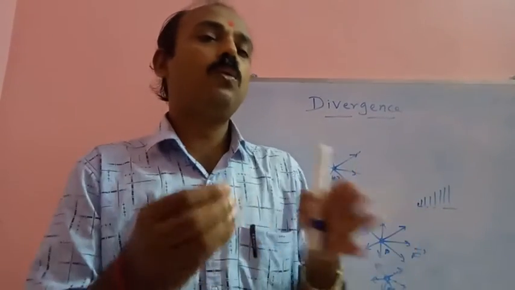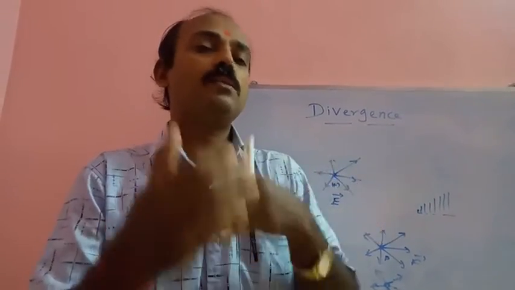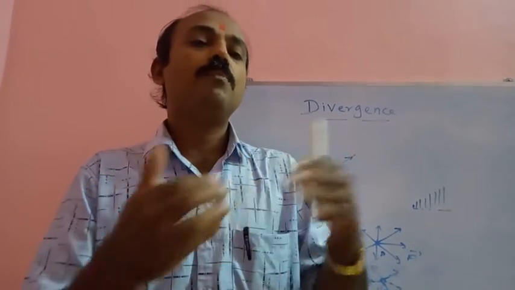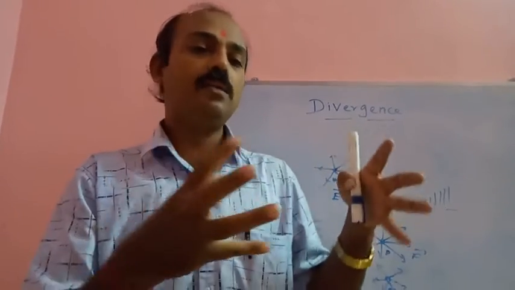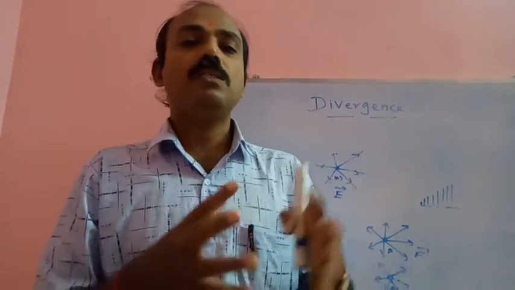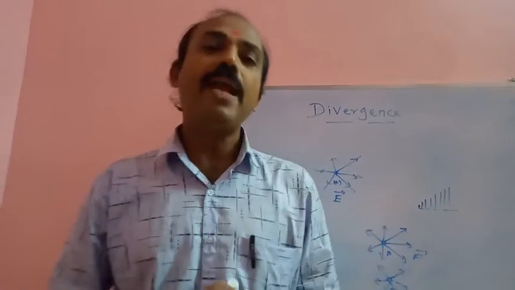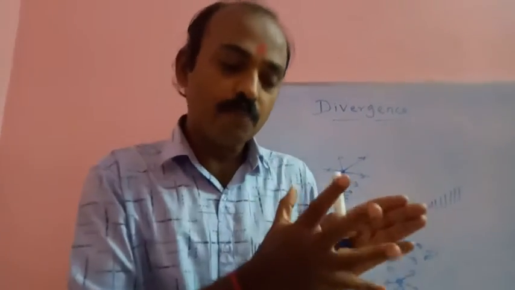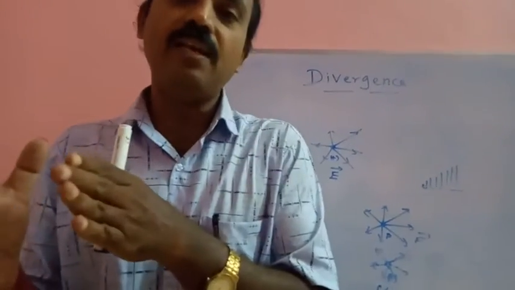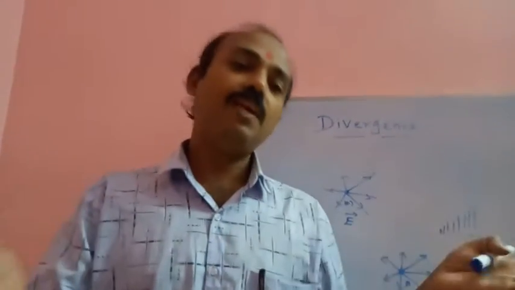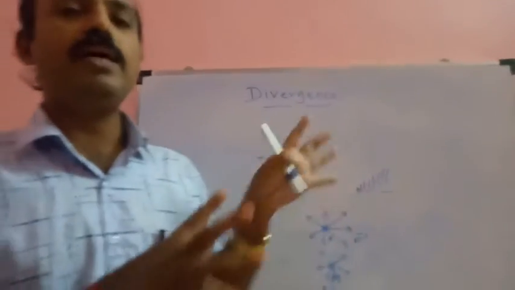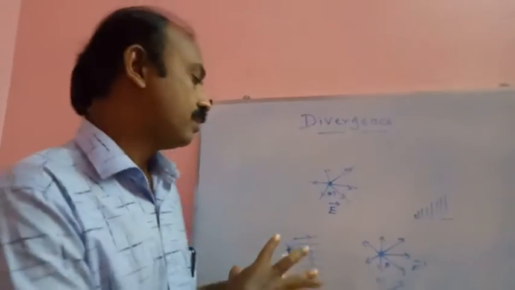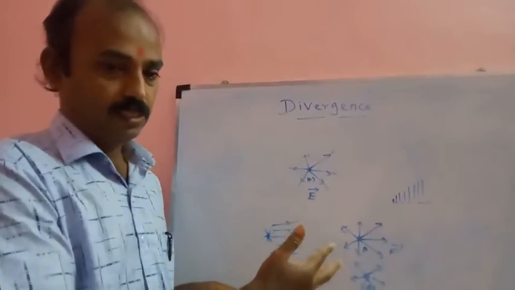Suppose you belong to one particular party. As time goes on, the party makes some decisions and sets some agenda which is not relevant to our idea, so we are moving away from that party's ideology. That is also divergence. So these are real-time examples of divergence.